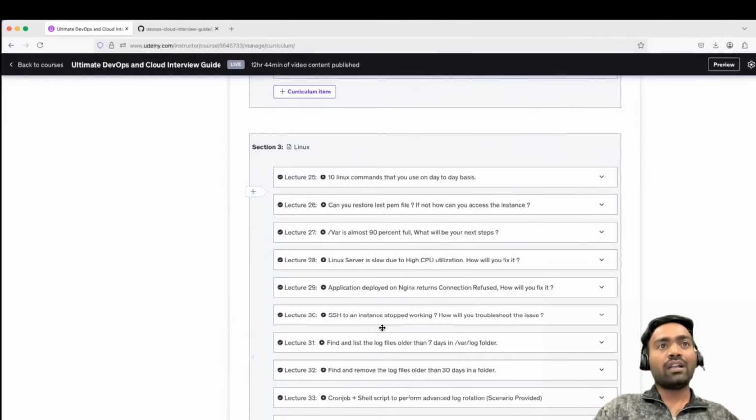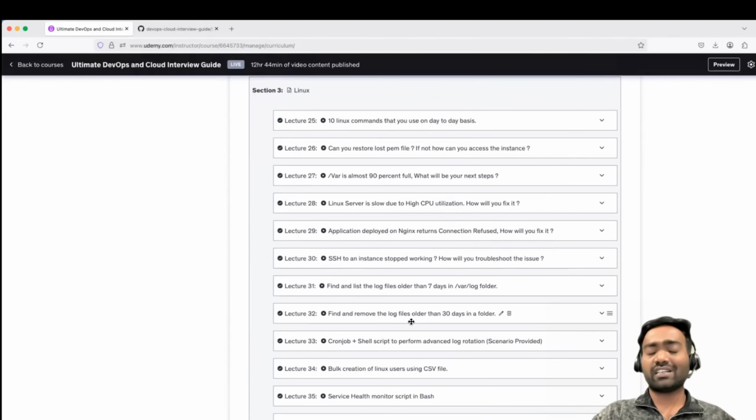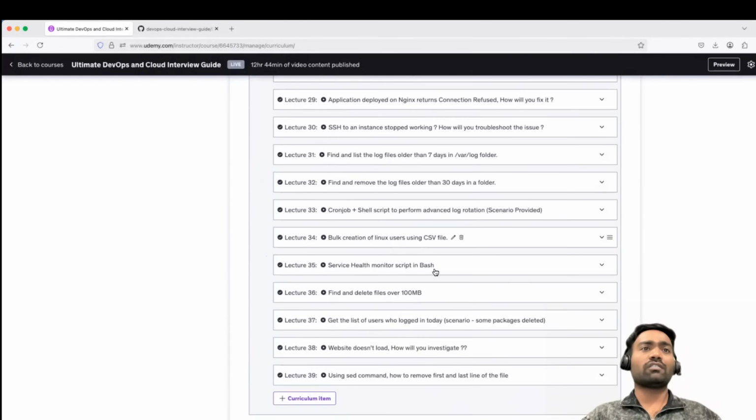And in Linux, we have a lot of system administration related questions. We also covered some shell scripts and popular Linux commands.